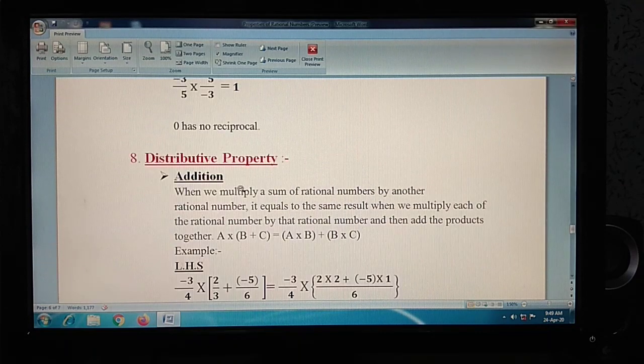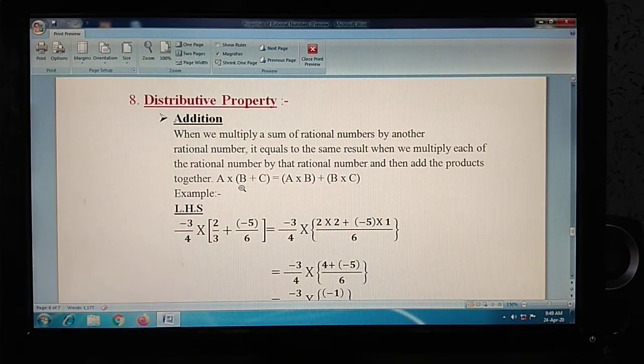Okay. Now moving on, the next property, the distributive property. This is the last property for rational numbers. The distributive property holds in case of addition and subtraction only. In case of addition, when we multiply a sum of rational numbers by another rational number, it equals the same result when we multiply.